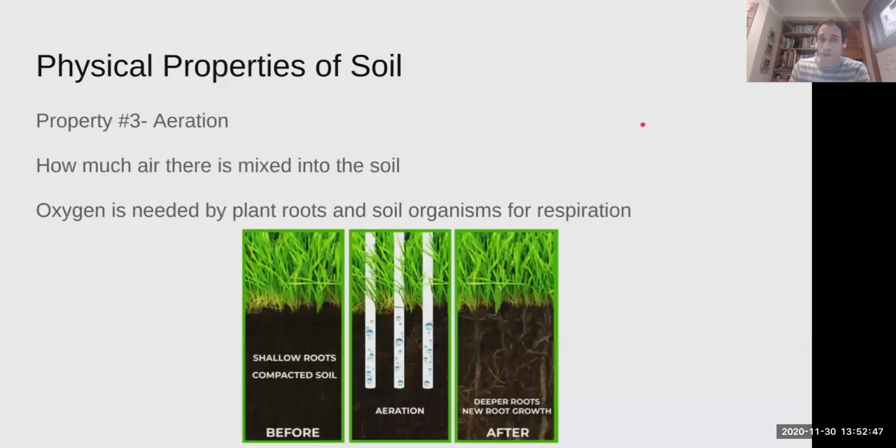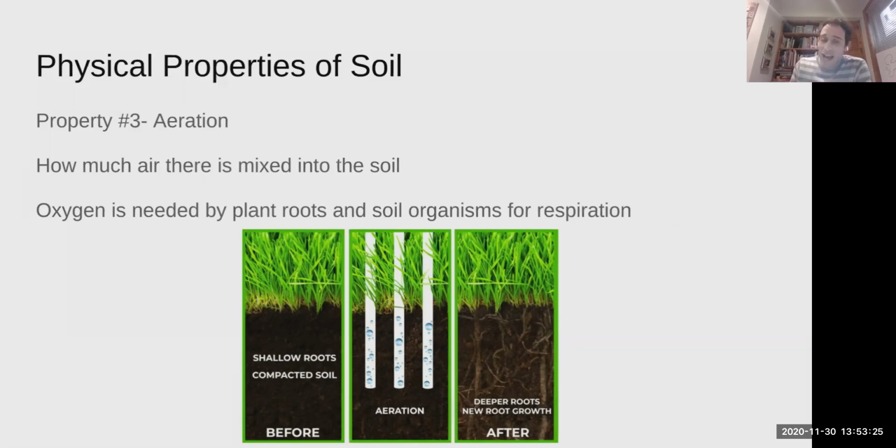Property number 3 is aeration. A component of soil is air. There is air in the soil, and there needs to be air in the soil because there's stuff in there that breathes oxygen just like you do. There are the soil microbes, there are the worms, there are the fungi, and there are also the roots of the plants that perform cell respiration that need to be able to access that oxygen in order to perform respiration. So aeration is how much air there is mixed into the soil.